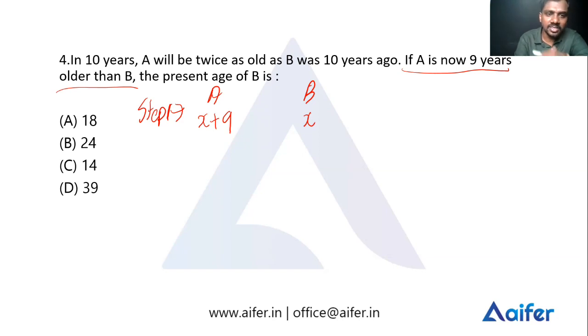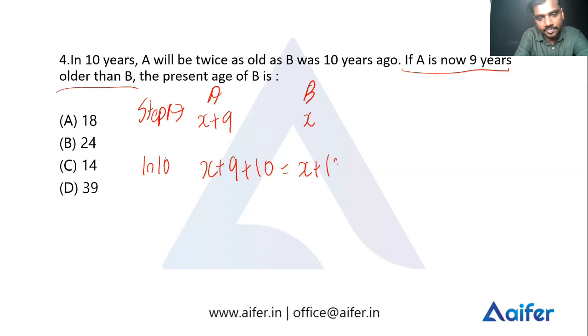Then the second condition is in 10 years. So after 10 years, here step 2 and step 3 are almost related, so I will be writing them together. In 10 years A will be X plus 9 plus 10, that is equal to X plus 19. That will be the age of A in 10 years. Twice as old as, let's equate the twice in the next step. B was 10 years ago.